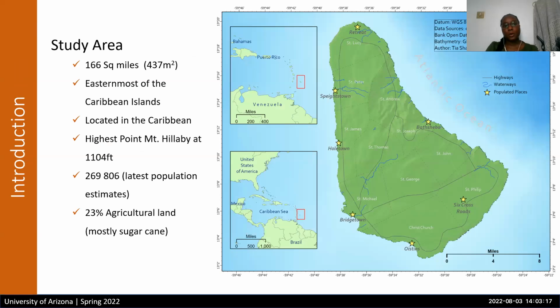So Barbados is 166 square miles. It's located in the Caribbean and it's the easternmost of the Caribbean islands. Our highest point is Mount Hillaby, which is just over 1,000 feet. From the latest population estimates for 2021, we have just under 270,000 persons on the island. 23% of the land is used for agriculture, and our main crop is sugarcane.